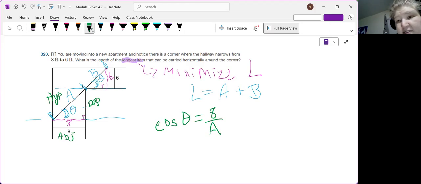Well, hey, I can use that to change A into something in terms of theta. Because we're going to do the same thing up there with B, except now our 6 is opposite the angle. The unknown side we don't care about is the adjacent, and B is the hypotenuse, so now we're going to use sine. The sine of that same angle measure is 6 over B.